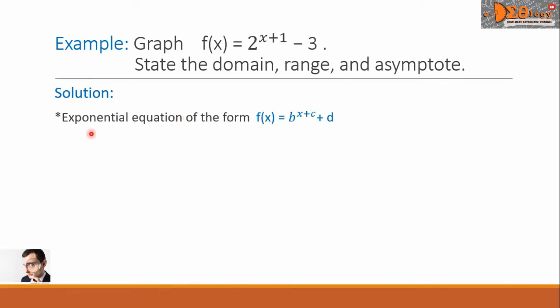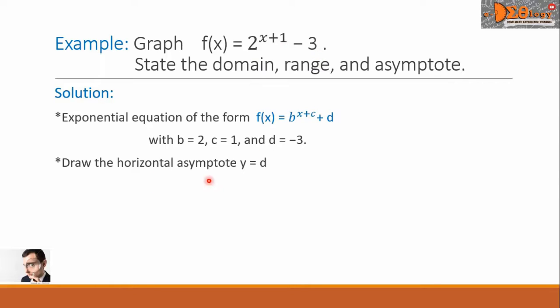Our problem here is an exponential equation of the form f(x) = b^(x + c) + d. And we can see that b is equal to 2, c equals 1, and d equals negative 3.